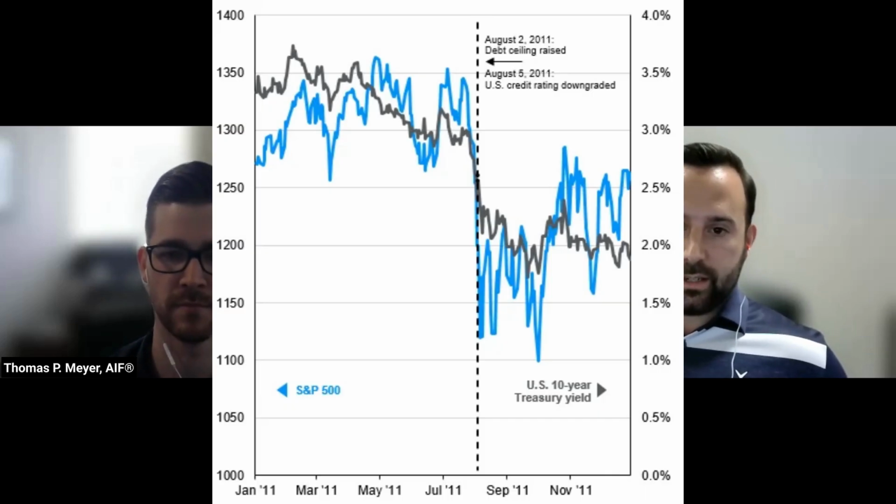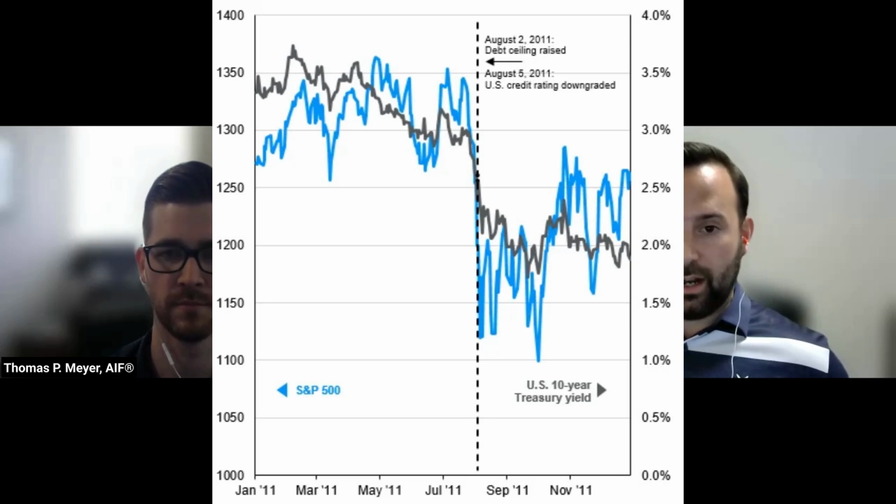Yeah, and the best point of comparison for what to look out for in the markets is the 2011 debt ceiling standoff and subsequent credit rating downgrade. We'll put a chart up here that shows equity prices and also Treasury yields. Interestingly, during that time period, Treasury yields actually fell while equity prices also fell.